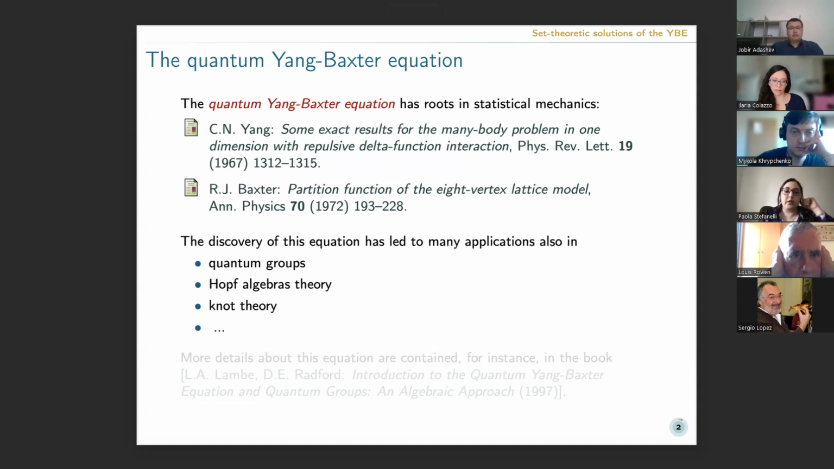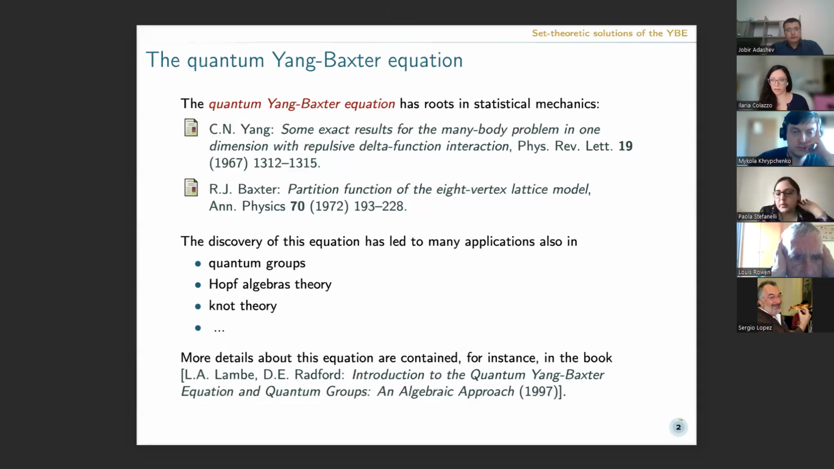For instance, it led to the foundation of the quantum groups. It contributes to the development of algebra theory, and also it is important in knot theory. And this is only something that I can say about some applications of this equation. There is also quantum computation. More details about this equation are contained, for instance, in an interesting book by Lambe and Radford of 1997, Introduction to the Quantum Yang-Baxter Equation and Quantum Groups, an algebraic approach, where they suggest an algebraic approach.